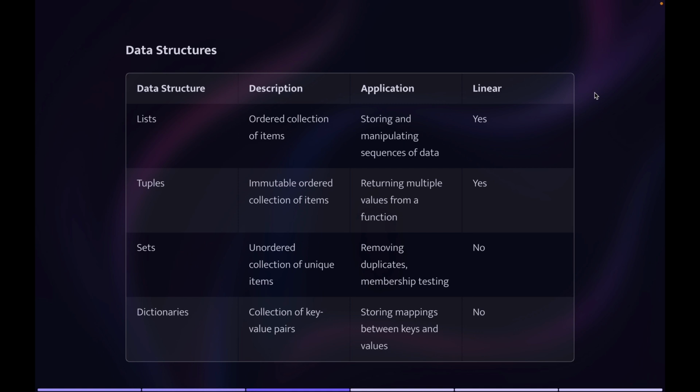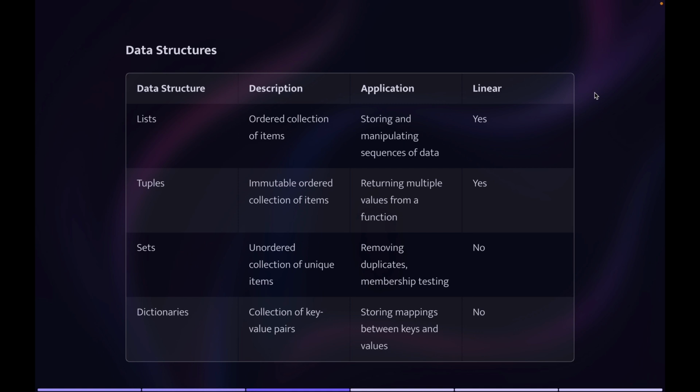Then tuples. Tuples are similar to lists but immutable, meaning their elements cannot be changed after creation. They are often used for grouping related data together, such as coordinate or database records. And these two are linear data structures.